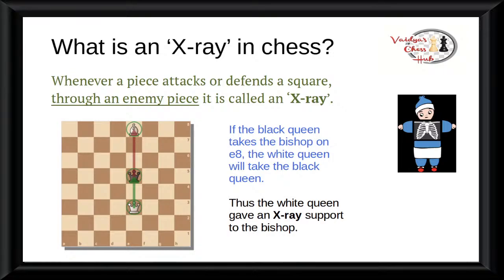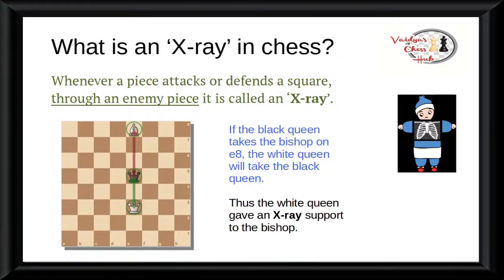So whenever a piece attacks or defends a square through an enemy piece, through, actually the word is through. That's why it's called the X-ray, like those X-rays pass and then they show us the skeleton, isn't it? They cannot penetrate the skeletal system, but yes, they do go through the body. So this is X-ray. Now I have provided you with a nice example. So let's say if the black queen takes the bishop pawn e8, as shown by the red arrow, the white queen will take the black queen because the white queen gave an X-ray support to the bishop.